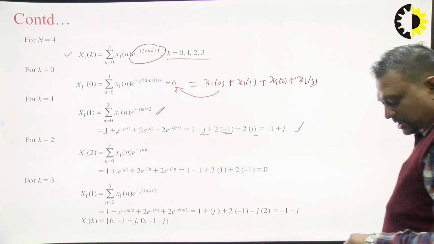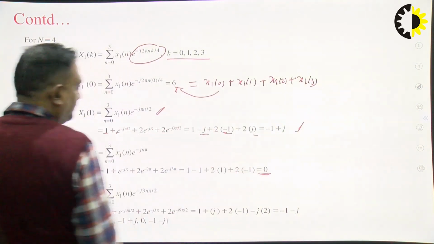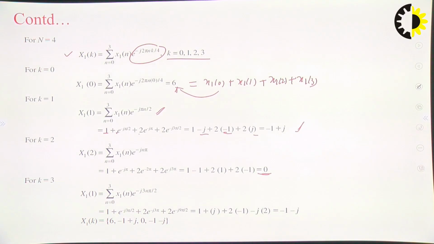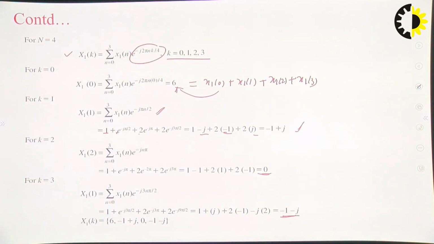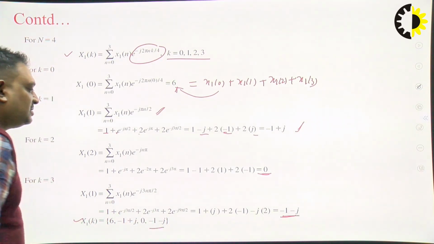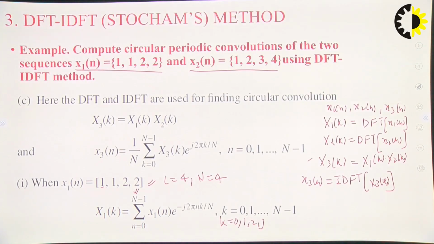Similarly, we will calculate the same for k equals 2. Then we will get the value 0. And for k equals 3, we will get the value minus 1 minus j. So in this manner, we have obtained the value of x1k as 6, minus 1 plus j, 0 and minus 1 minus j. So this is how we have calculated the value of x1k.